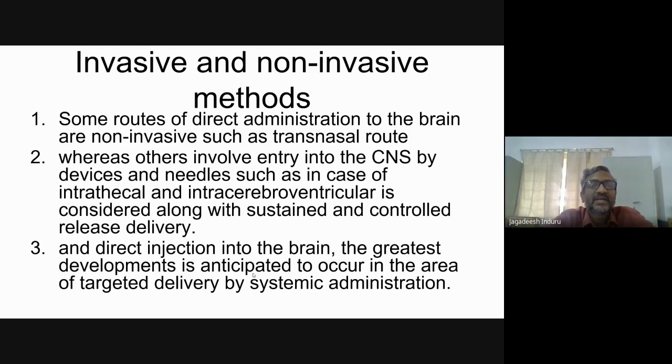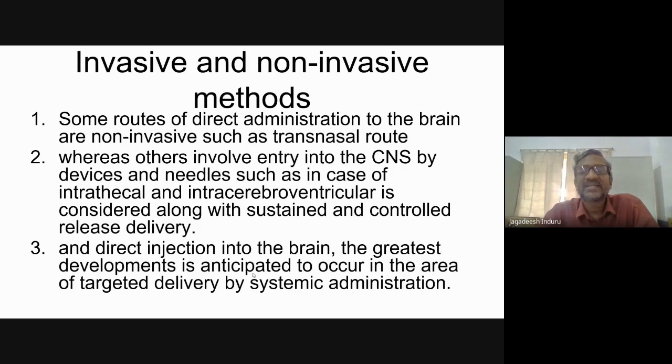Further, in targeting the brain we use two approaches: invasive and non-invasive methods. Invasive method means we reach the target physically by injecting a needle and invading, making the drug delivery system reach the site. The second one is the non-invasive method, where we do not touch the physical route or disrupt by inserting a needle.